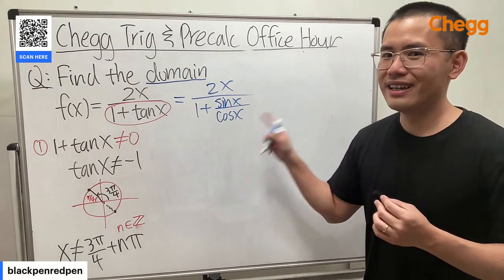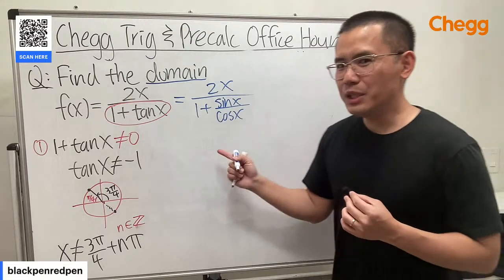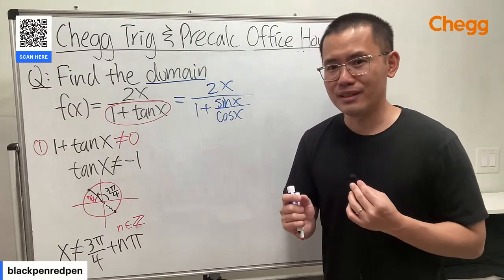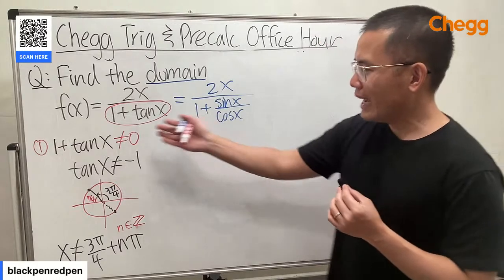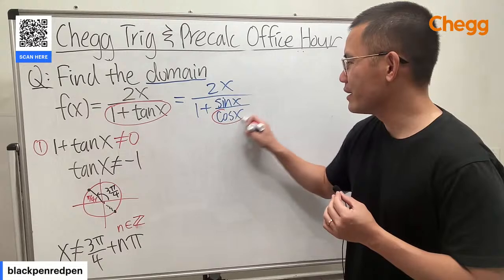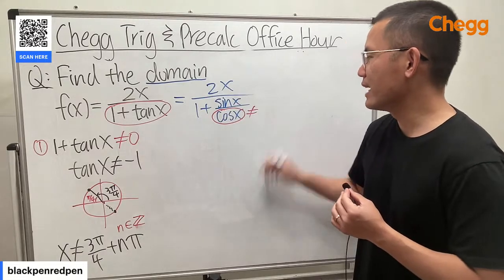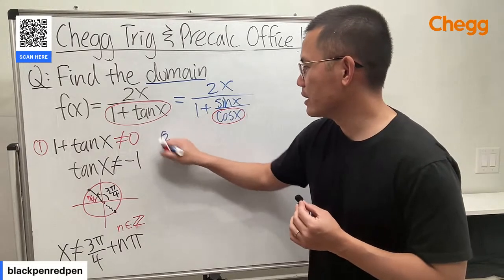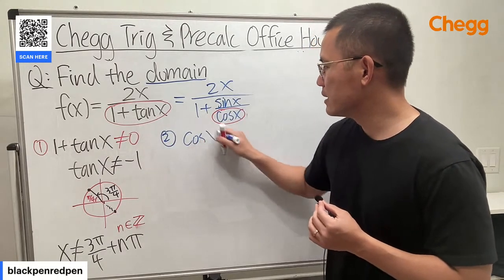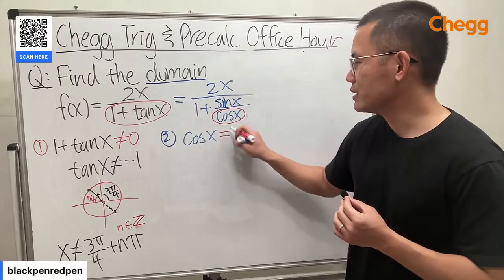Have a look. We secretly have another denominator, right? We have another denominator, so we will have to do that again. So this right here, we have to pay close attention to that. This part cannot be equal to 0. So that's the second condition. Cosine x cannot be equal to 0.